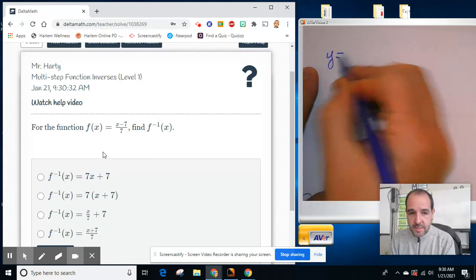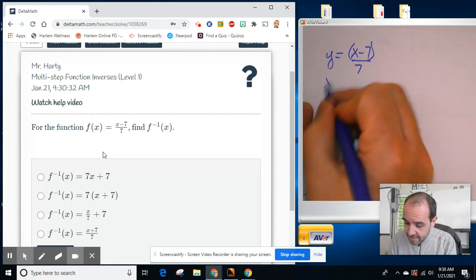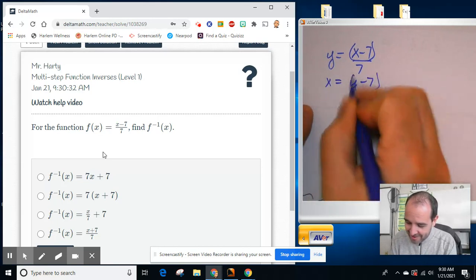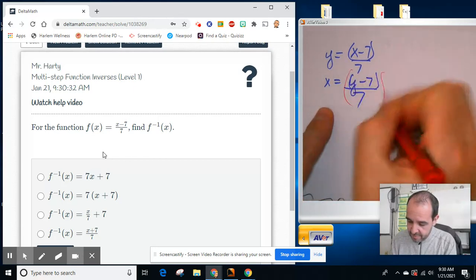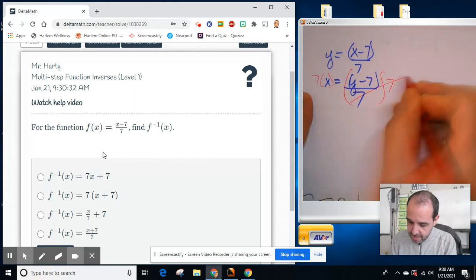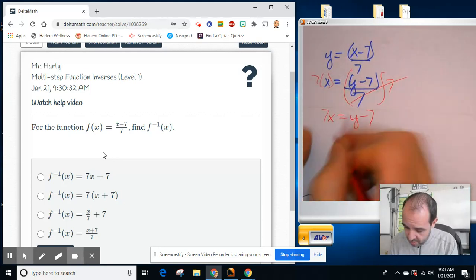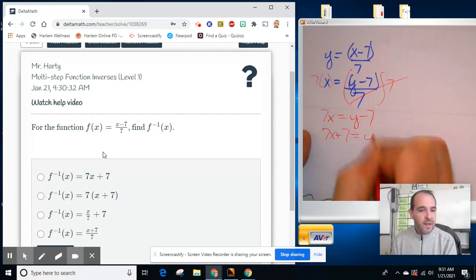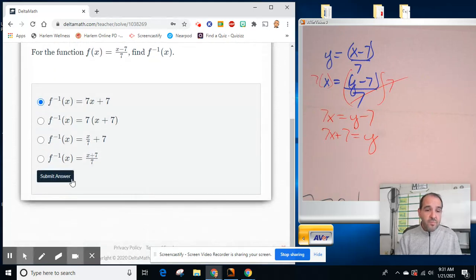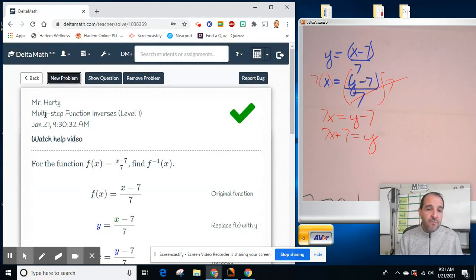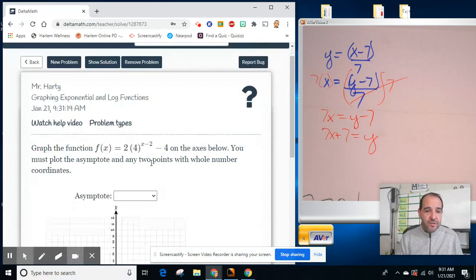So y equals (x minus 7) over 7. Do not cancel the 7s. I start doing my algebra stuff. I've got a fraction, and I want to get rid of that. The opposite of divide is to multiply. Bam. 7x equals y minus 7. Add the 7 over. This one we shouldn't have an issue, and we don't. So again, switch x and y, solve for y. Big deal. Almost there. Oh my gosh.